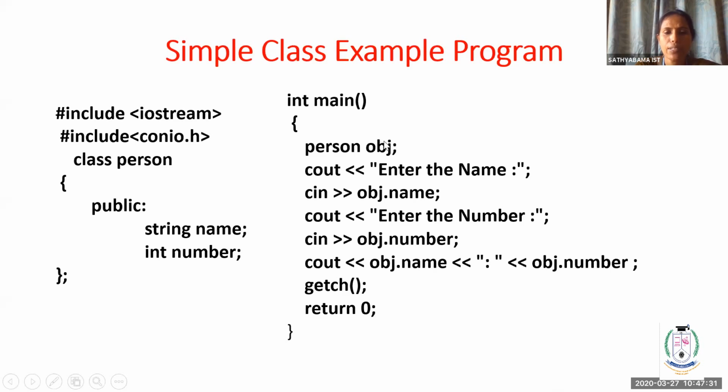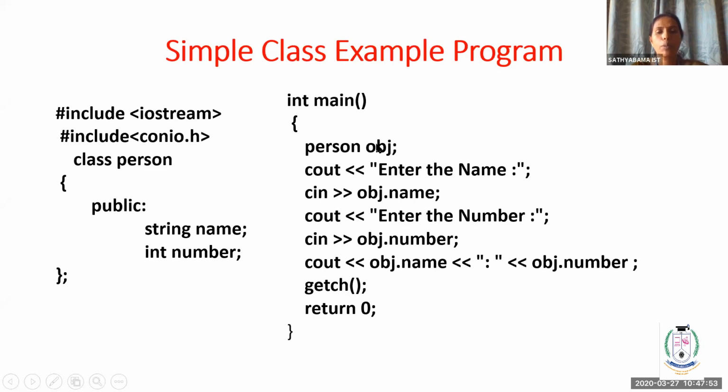Class name space object name. What is the class name here? Person is the class name. So class name space object name. The object name can be any user-defined name you can give. Here the object name I have given is obj. So here the object is created for your class Person.